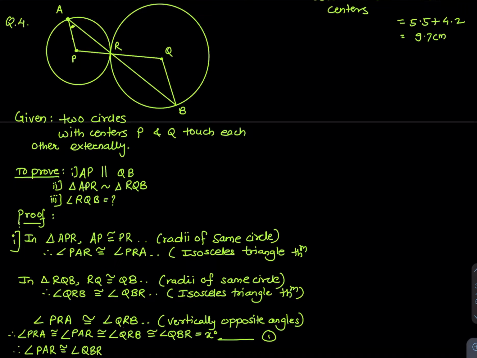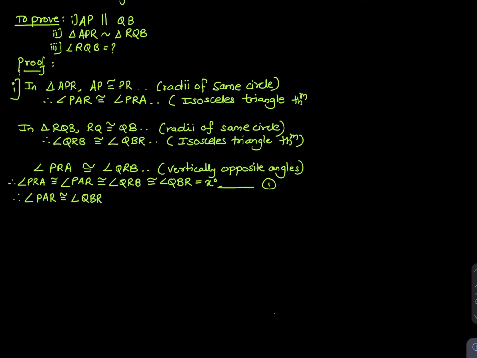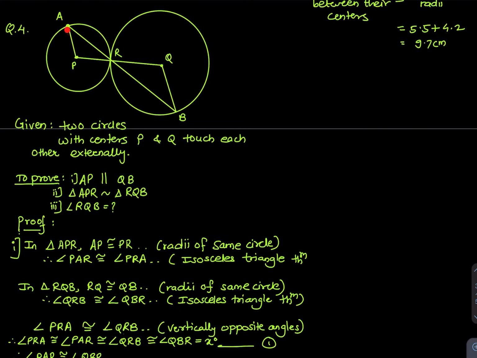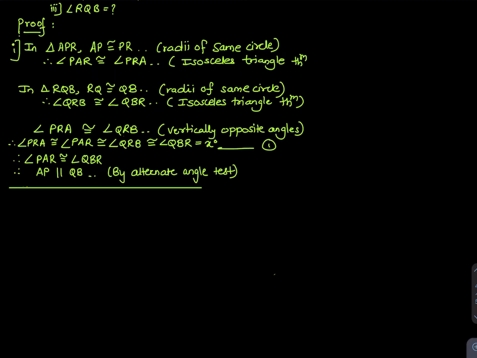Angle PAR is congruent to angle QBR. And as we know that these are alternate angles, then by the alternate angle test, AP will be parallel to QB. See, this angle and this angle are alternate angles, so AP is parallel to QB because of the alternate angle test. So the first proof is done.